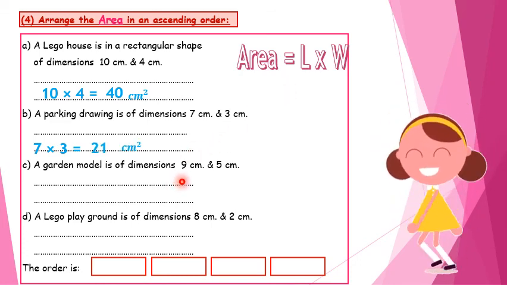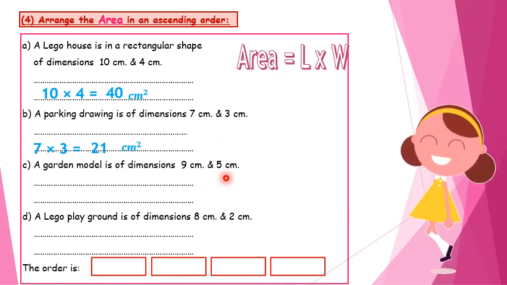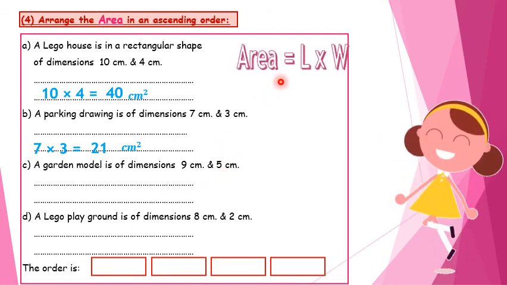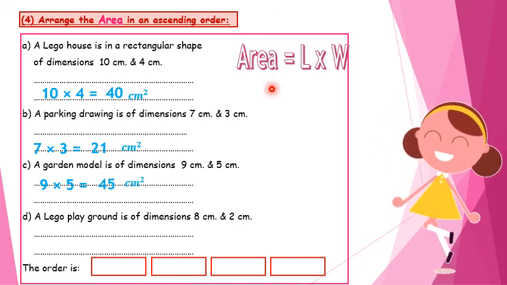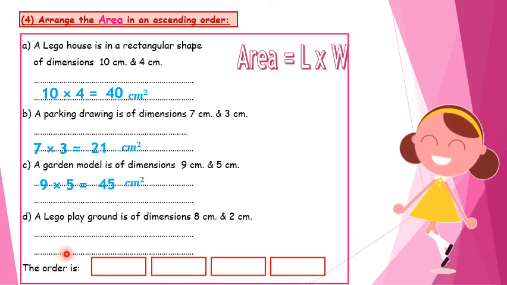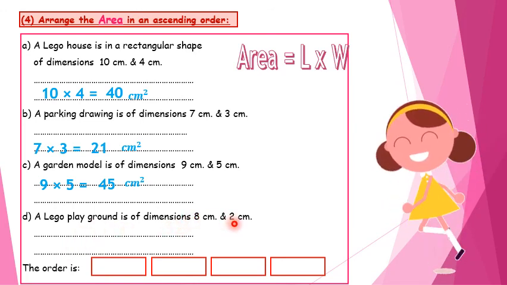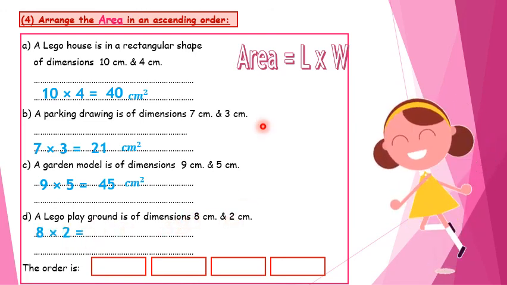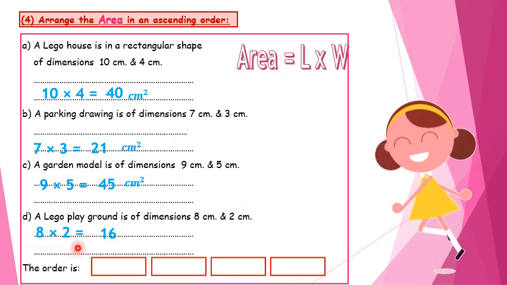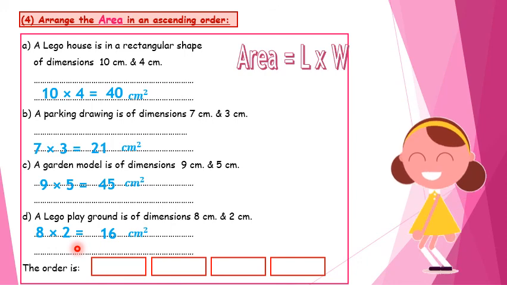And here we have dimensions 9 and 5. So I multiply, because the area is length by width. So I multiply 9 by 5 equals 45 centimeters squared. And here is the Lego playground with dimensions 8 and 2. So I multiply length by width, which gives me 8 by 2 equals 16 centimeters squared.